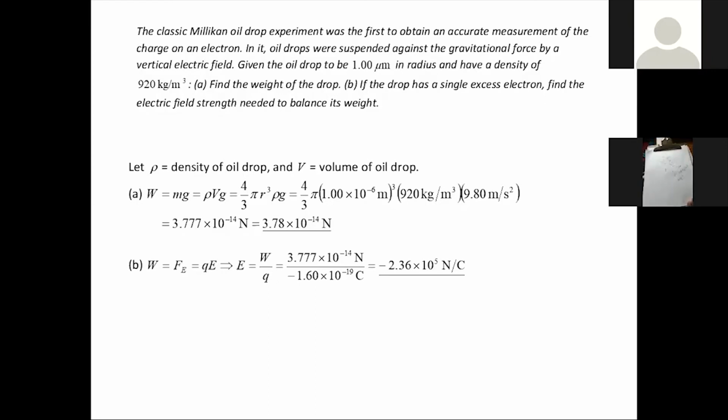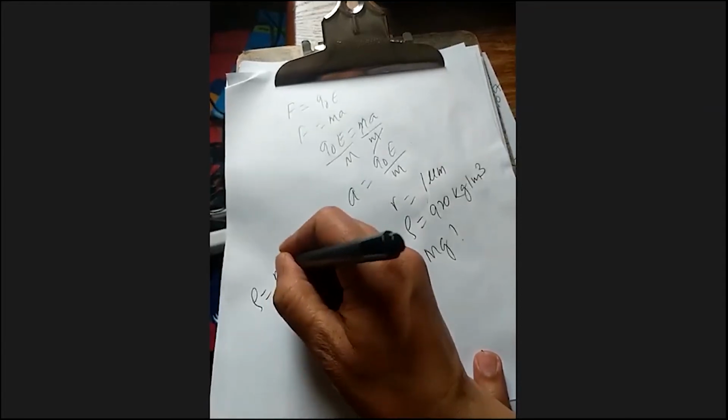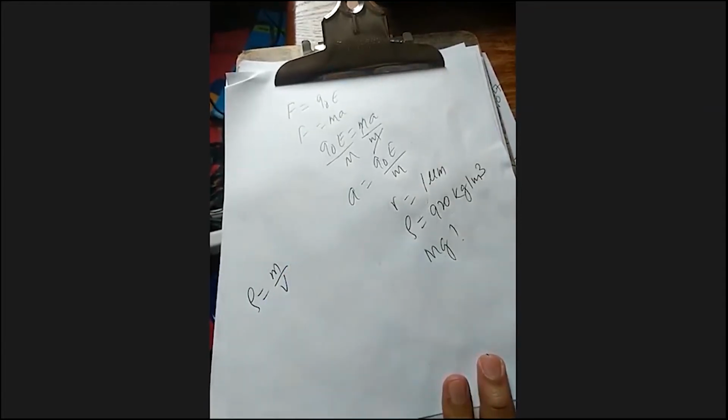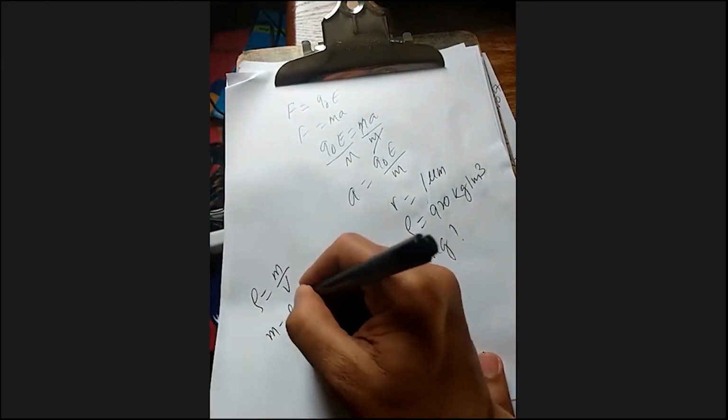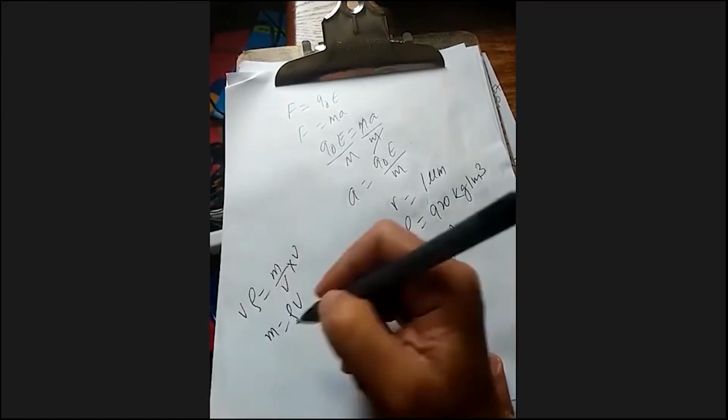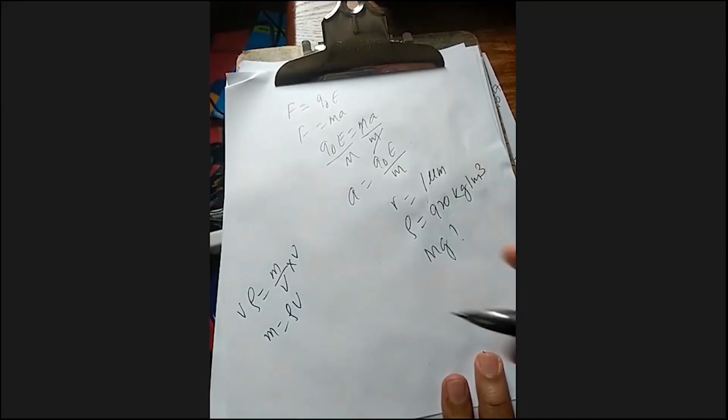So you have to find the weight. Weight is mg, right? So you have to find the m. Once you find m, then multiply by g. That's easy. So how do you find the mass of the oil drop? Density is mass over volume, right? So what is mass then? If you multiply both sides by V, you get mass equals rho times V.